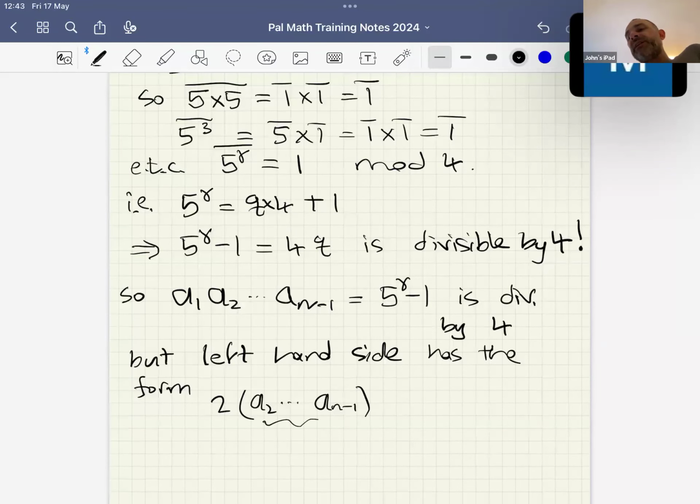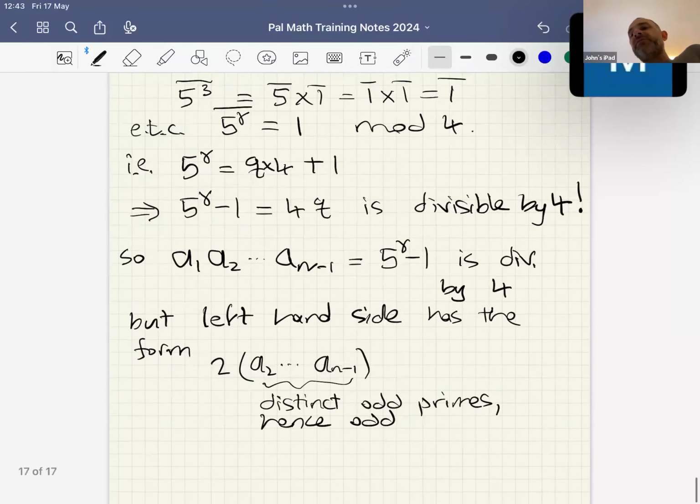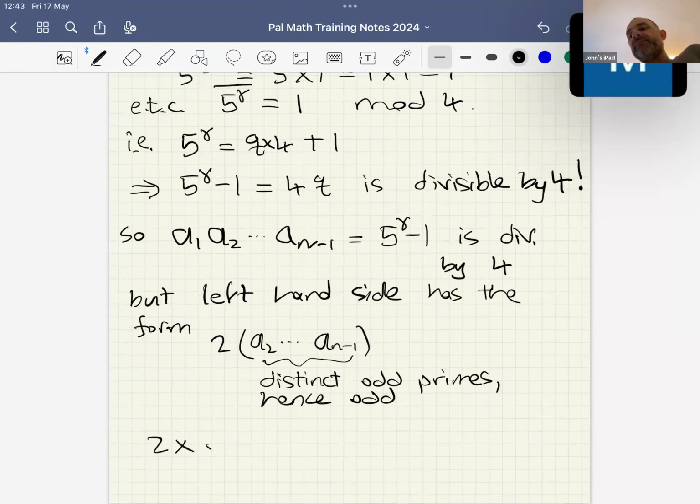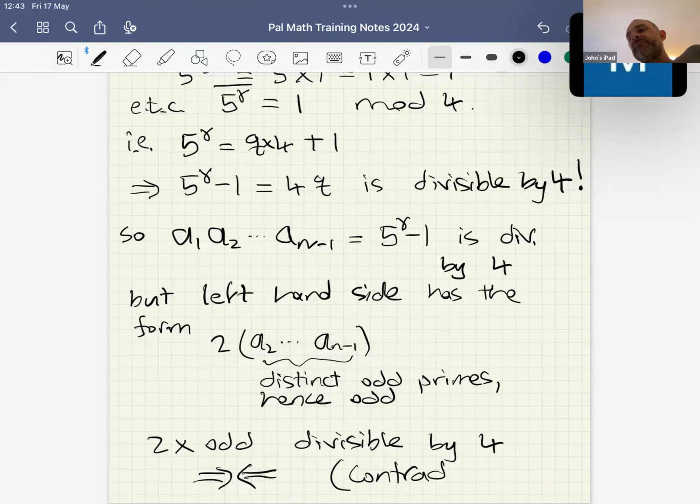And these are distinct primes. These are distinct odd primes, hence are odd. So we've got 2 times an odd number is divisible by 4, and that's a contradiction. Okay, so that completes that question.